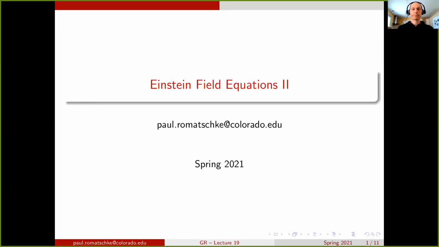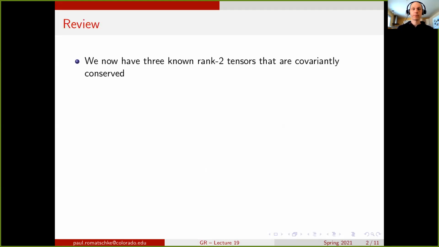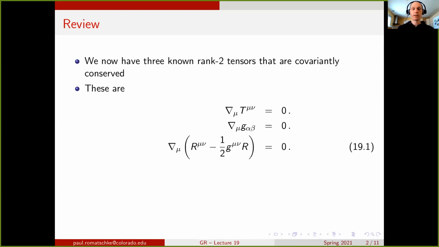Welcome to lecture 19. In this lecture, I continue the derivation of the Einstein Field Equations. We now know three rank 2 tensors that are covariantly conserved. These are the energy momentum tensor, the metric tensor, and the combination of these tensors that we derived in the last lecture, which are just some combination that involve the derivative of the metric tensor.